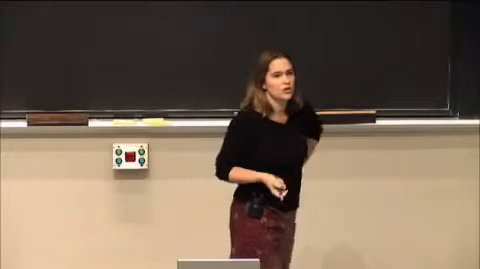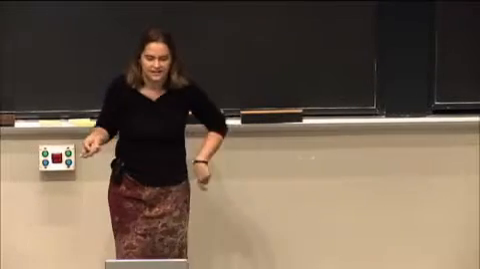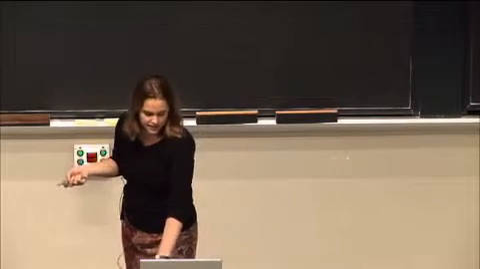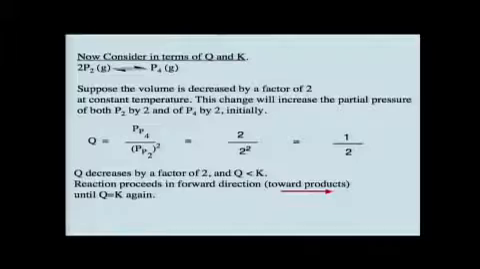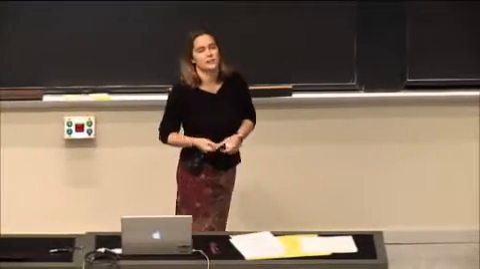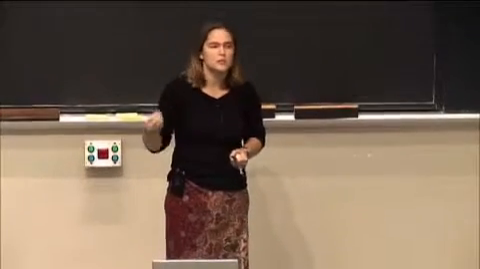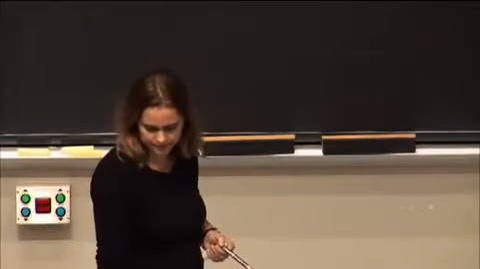And so in the clicker question, we talked about what happens when Q becomes less than K. And what happens there is you're going to shift toward products until Q equals K again. So you can think about this in terms of Q and K, and you can also just think about it, how many moles of gas are on one side, how many moles of gas on the other side, and how you are going to decrease or minimize the stress on the system.